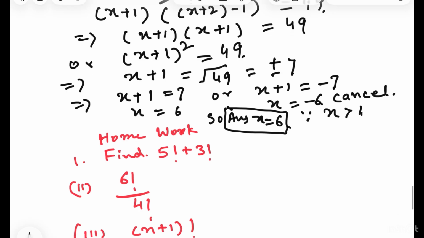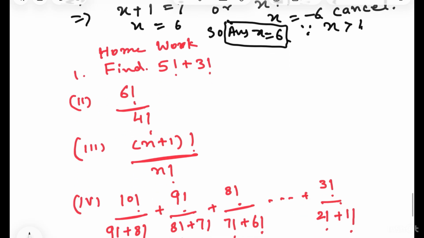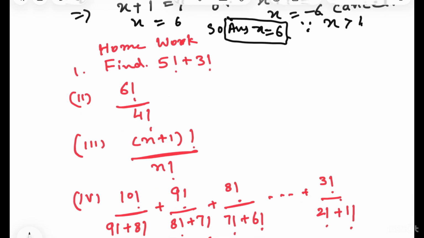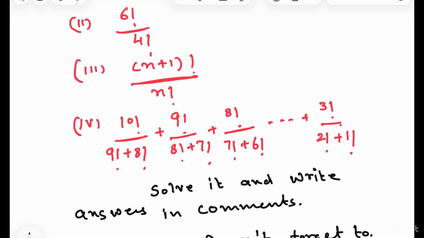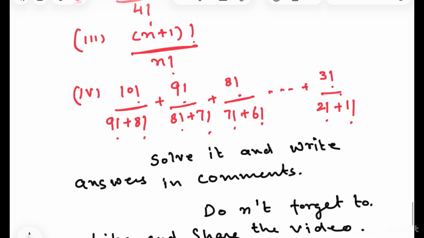Now I am giving you few sums as a homework. Find 5 factorial plus 3 factorial. Second part is 6 factorial upon 4 factorial. Third part n plus 1 factorial upon n factorial. So next is 10 factorial upon 9 factorial plus 8 factorial plus 9 factorial upon 8 factorial plus 7 factorial and so on. You have to solve these questions and write the answers to me in the comment. I will tell you whether your answers are right or wrong. And if you are having any problem, then again you must tell me in the comment. I will discuss those questions in the next exercise.